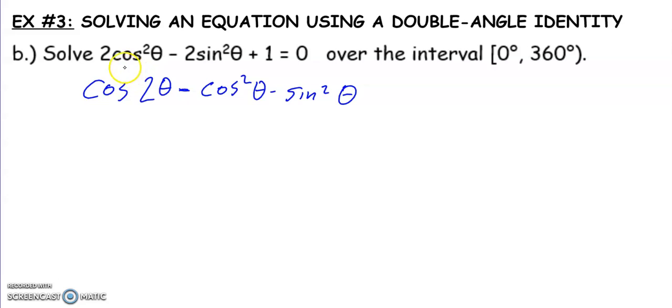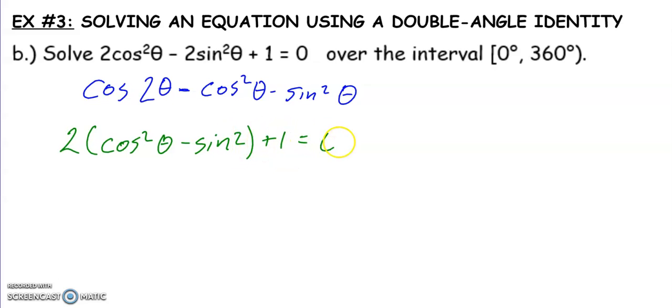Well, there's one problem. This doesn't have a 2. It doesn't say cosine squared theta minus sine squared theta. It says 2 cosine squared theta minus 2 sine squared theta. So what I could do here is take this 2 cosine squared theta minus 2 sine squared theta and factor out a 2. So that's going to be 2 times cosine squared theta minus sine squared theta, plus 1 equals 0.